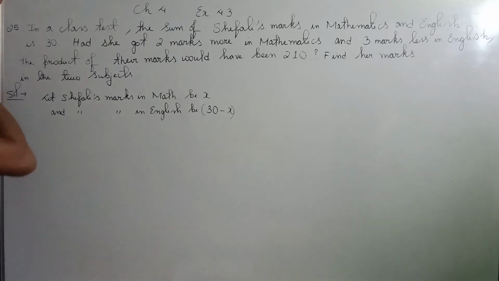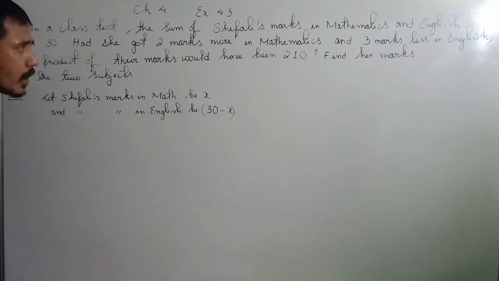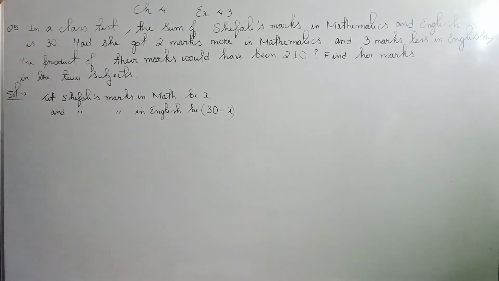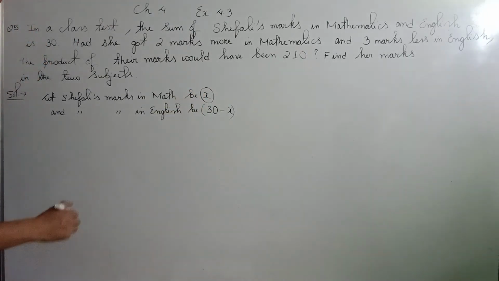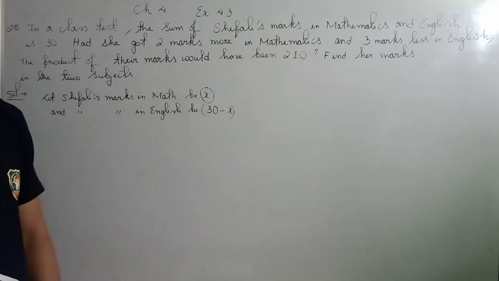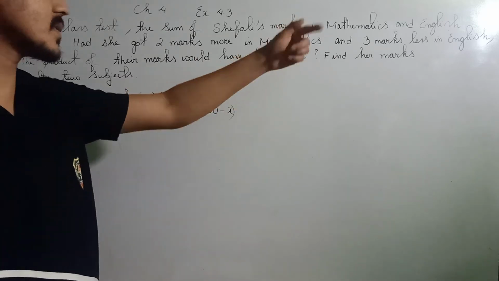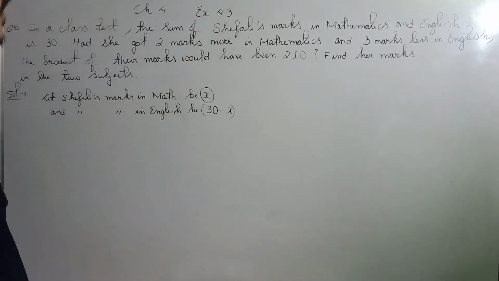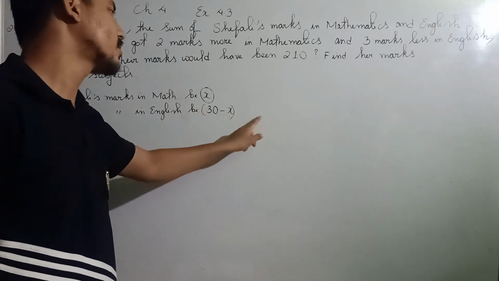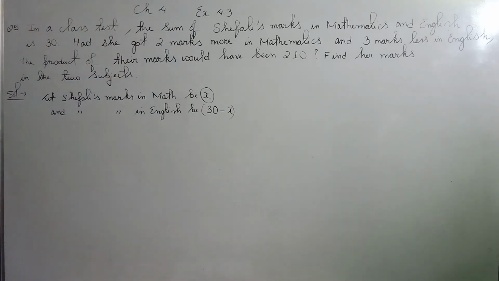Now the question says, if she got 2 marks more in maths. Now see, we assume that her maths marks is X. So if she gets 2 more marks in maths, then her mathematics marks will increase by 2, so it will become X plus 2. And 3 marks less in English, actually this is her marks in English, but if she gets 3 marks less, then from this you need to subtract 3. Then in that case the product of their marks would have been 210.